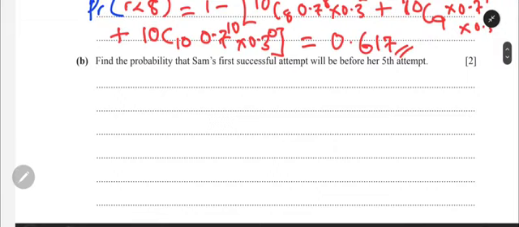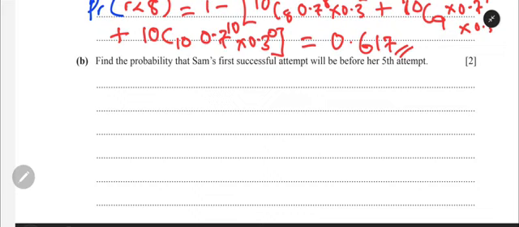Then to B, find the probability that Sam's first successful attempt will be before a fifth attempt. So that means we are looking for the first success before the fifth attempt. Before the fifth attempt means that the first success is between the first attempt and the fourth attempt.